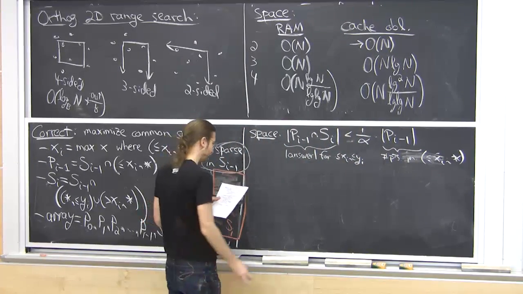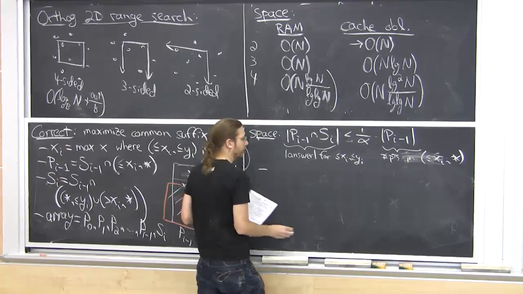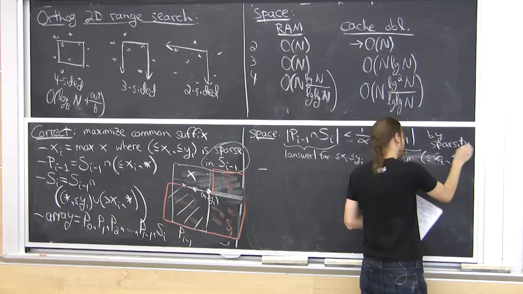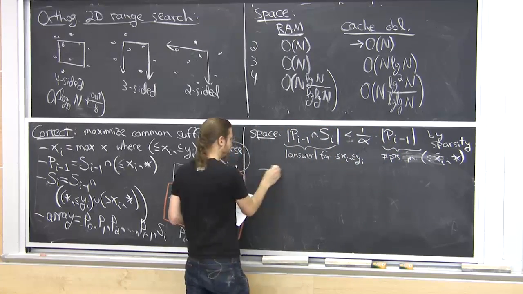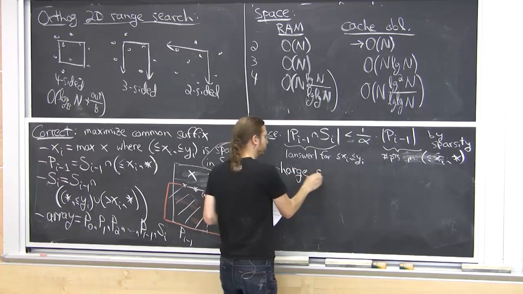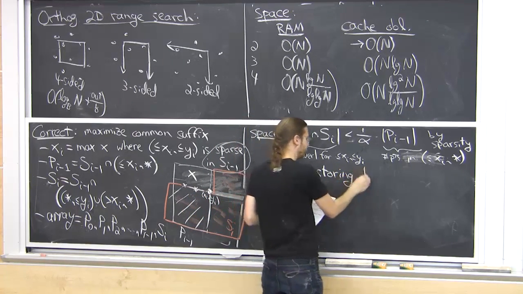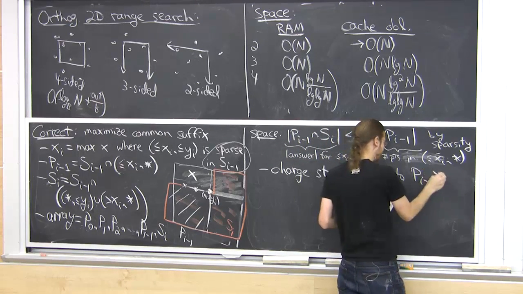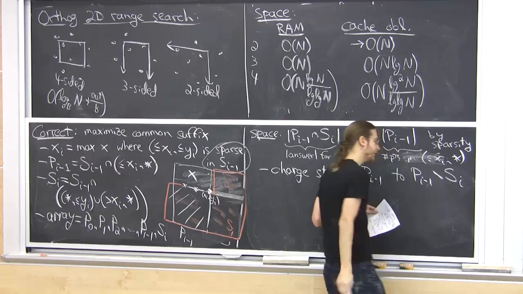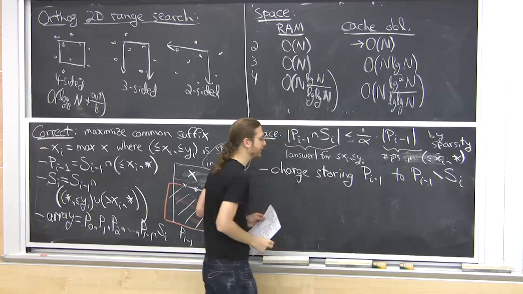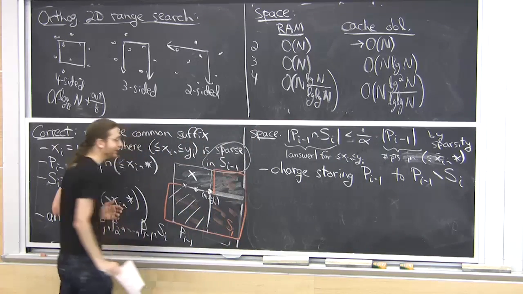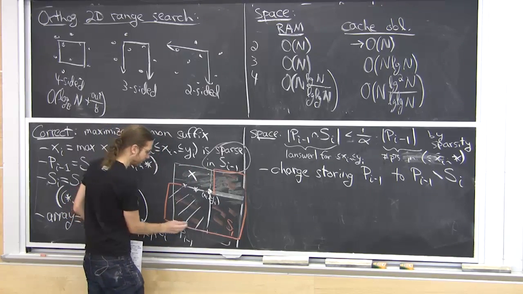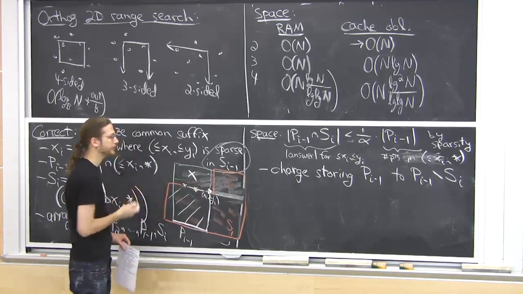Here's a charging scheme. So this is by sparsity. So I'm going to charge storing pi minus 1 to pi minus 1 minus Si. This algebra I have to interpret every single time, but that's fine. Let's look at the picture. Okay, pi minus 1, remember, was this white rectangle here. Everything to the left of the line.